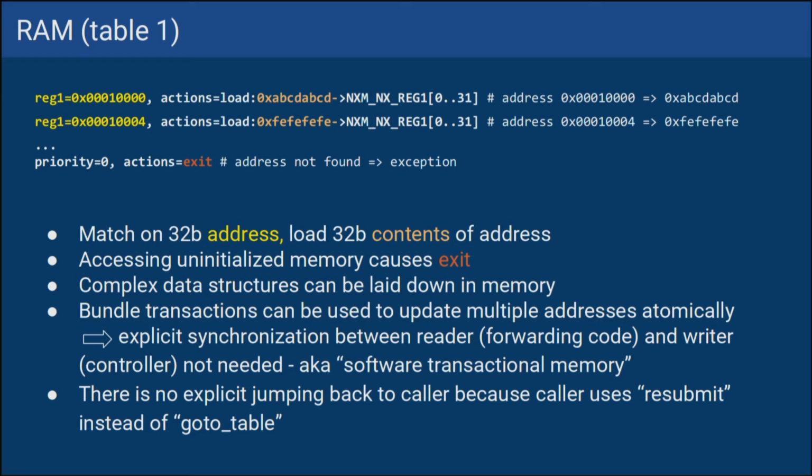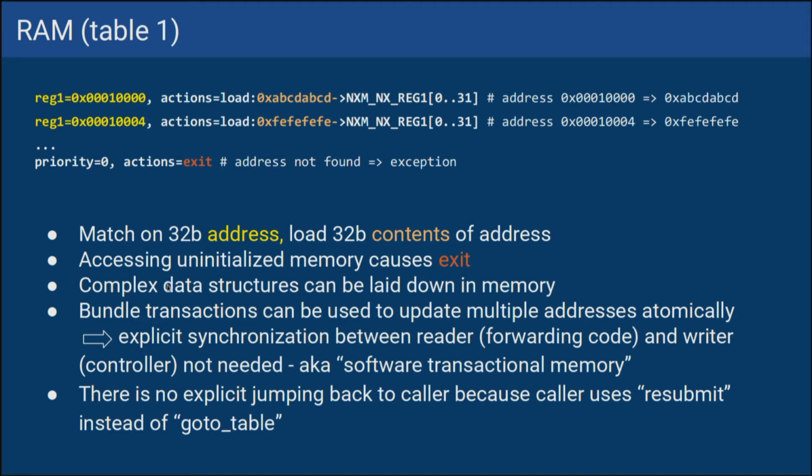Now how do we implement RAM? So RAM is a simpler table. You have match criteria as the address, and the result is the contents of that address in orange. And if we don't find anything, we just cause an exit, which is like an exception.